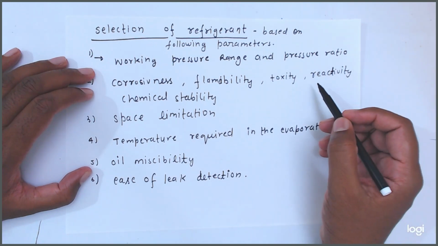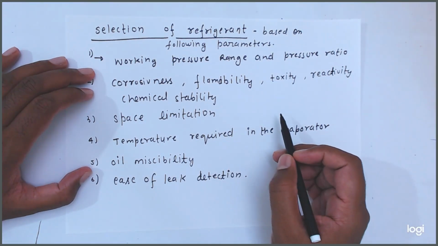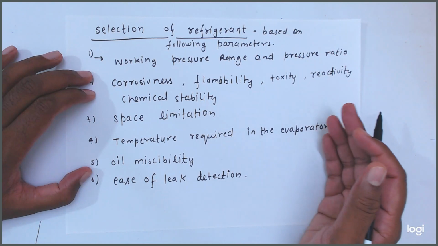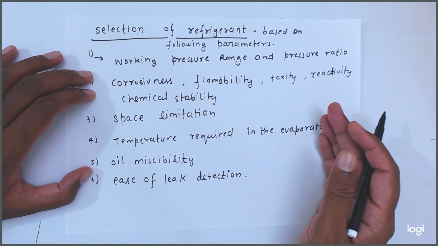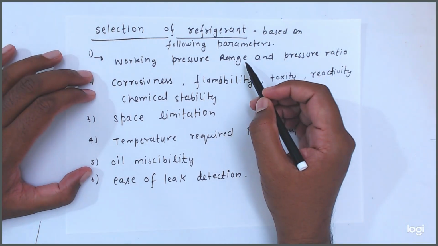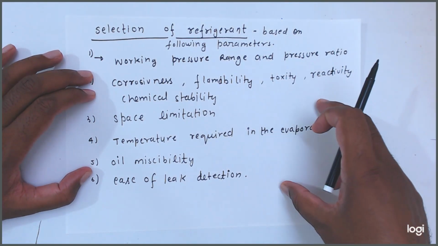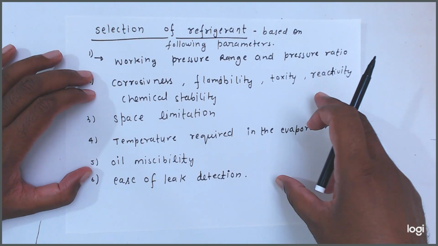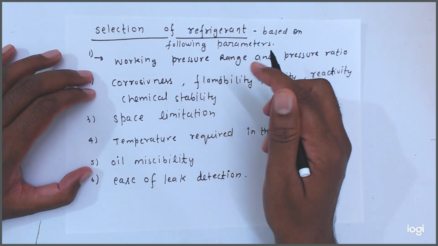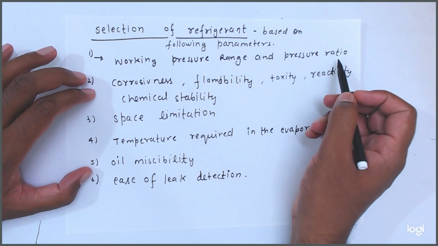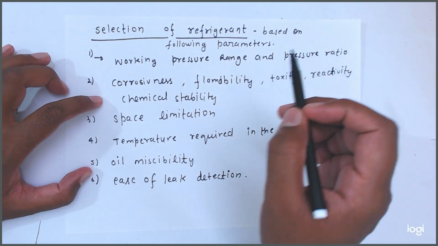Suppose the evaporator pressure is 1 bar and the condenser pressure is 6 bar, 7 bar. So this much pressure ratio is there. So working pressure range and pressure ratio depend on that.